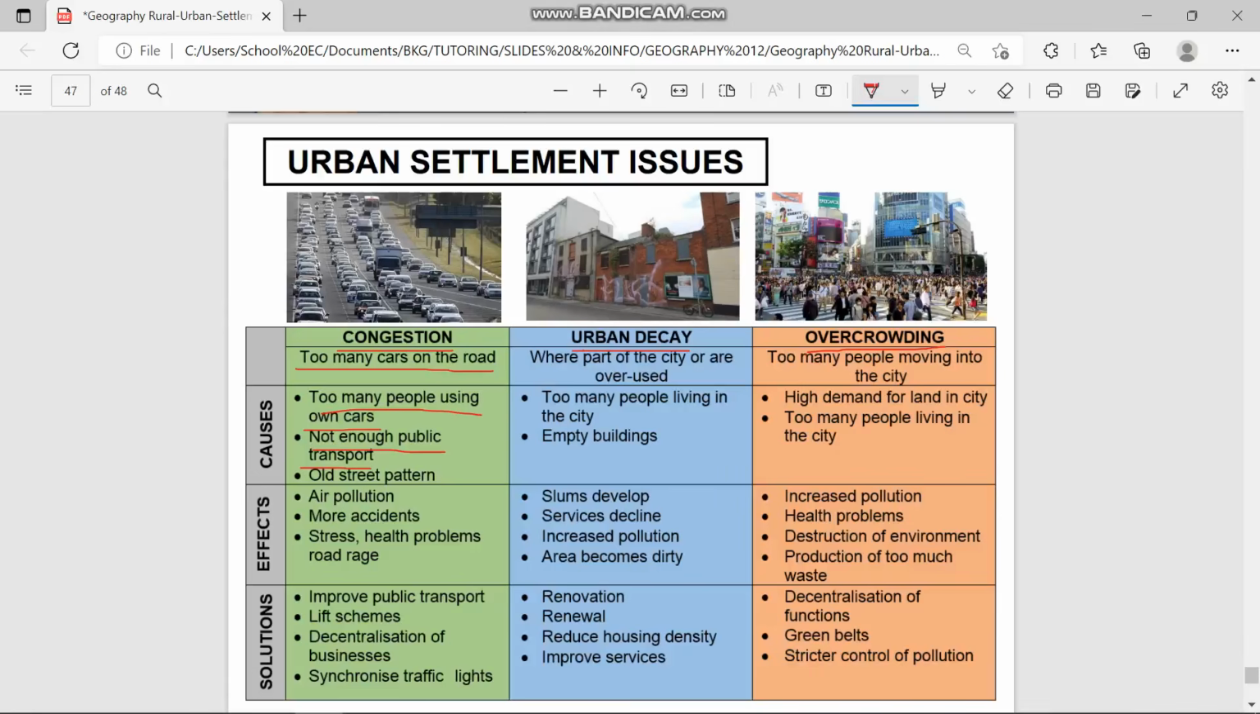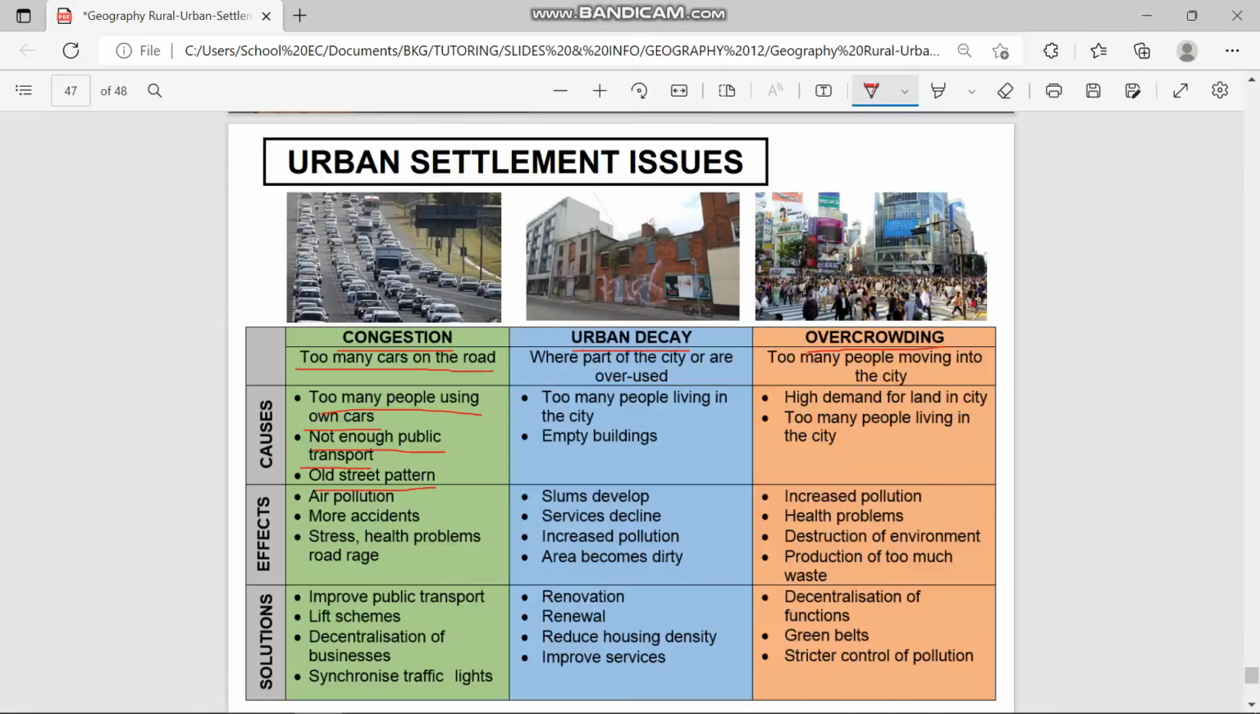They might be willing not to use their own cars and to use public transport, but there is not enough public transport. That is going to make them continue using their cars, so there will be congestion again and again. Old street pattern: there's no renewal of the street pattern so that we can fight against this congestion.